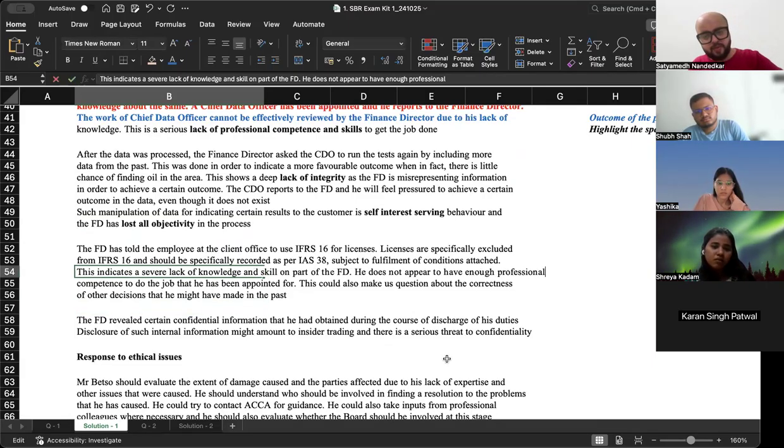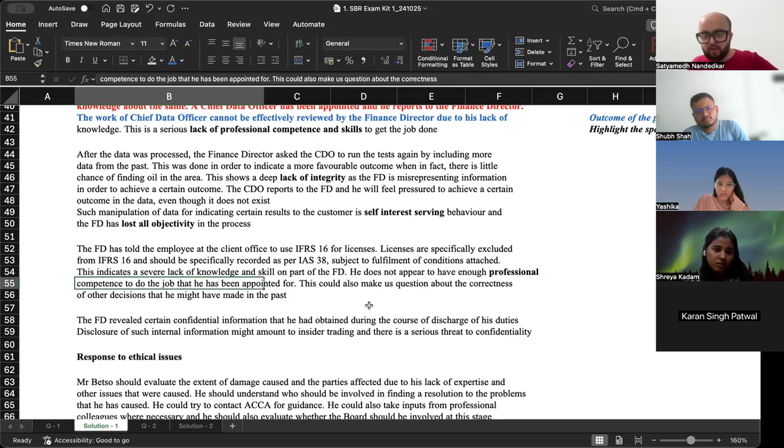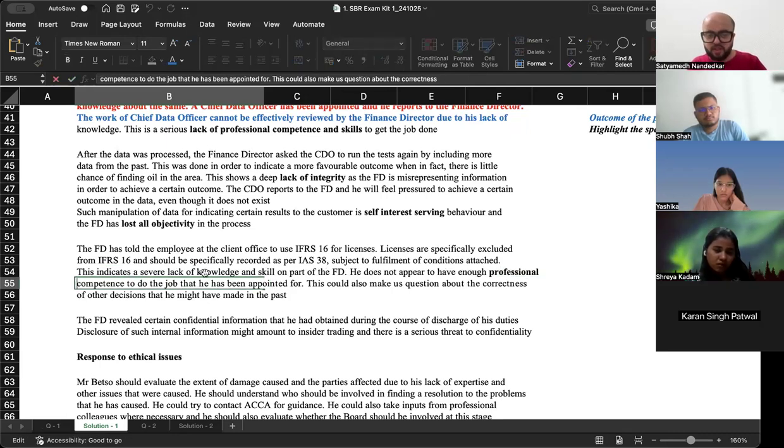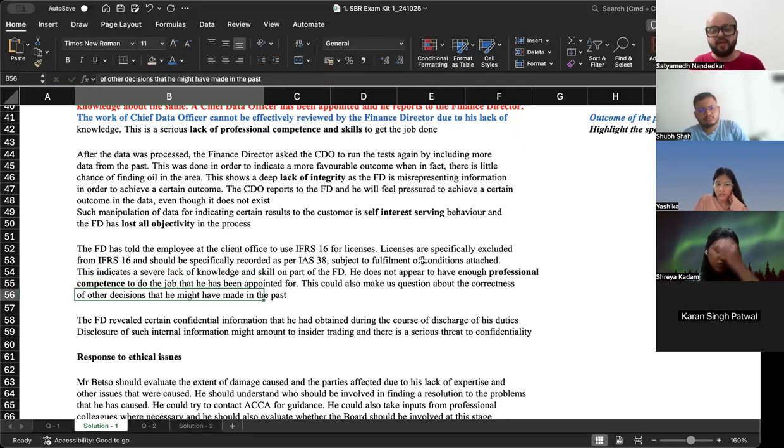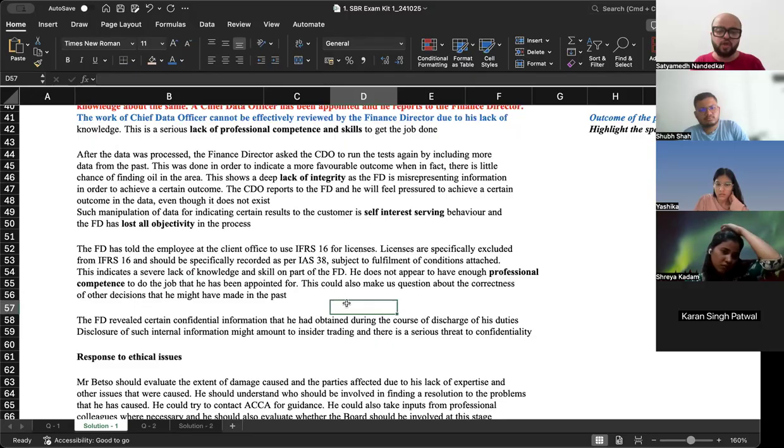He does not appear to have enough professional competence. See, I did not focus on the words severe lack of knowledge and skill. I said he does not have enough professional competence to do the job that he has been appointed for. This could also make us question the correctness of other decisions he might have made. This is the effect, but highlighting lack of professional competence is critical.